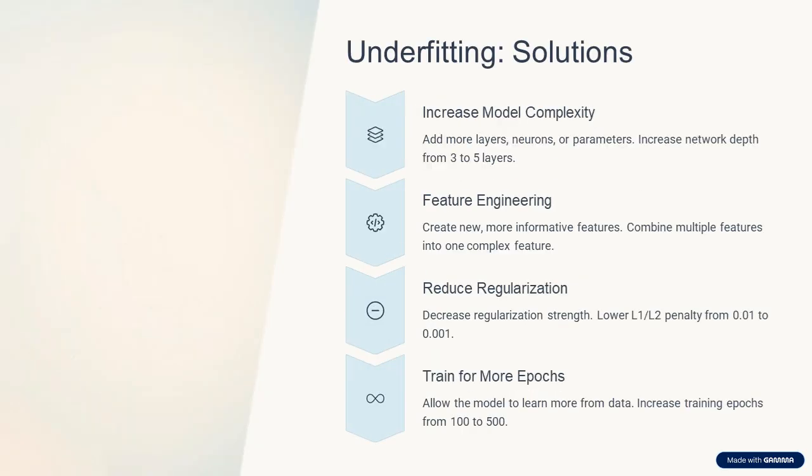So here are solutions for underfitting. But before that, I would like to tell you what underfitting is. Underfitting happens when a model is too simple to capture the underlying structure of the data, resulting in poor performance on both training and test sets.